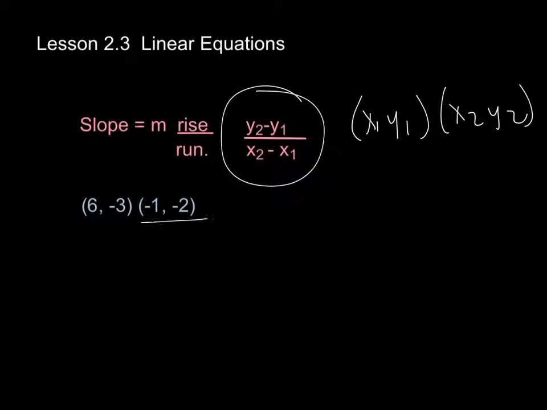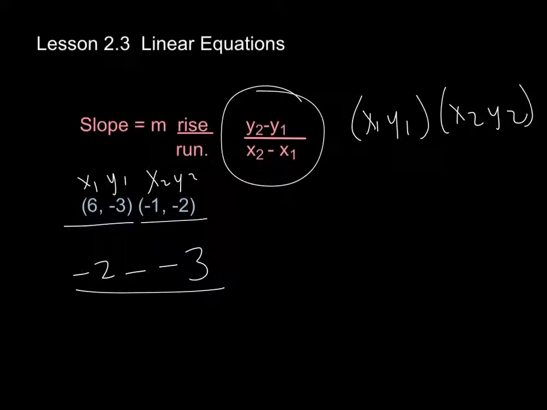So let's use the formula to find the slope between these 2 points in a coordinate plane. So we're going to start with labeling them. We have x1, y1, x2, y2. So in the formula, we're going to start with the y2, and y2 is negative 2, subtracting y1, which is negative 3. x2 in the denominator is negative 1, subtracting x1, which is 6.